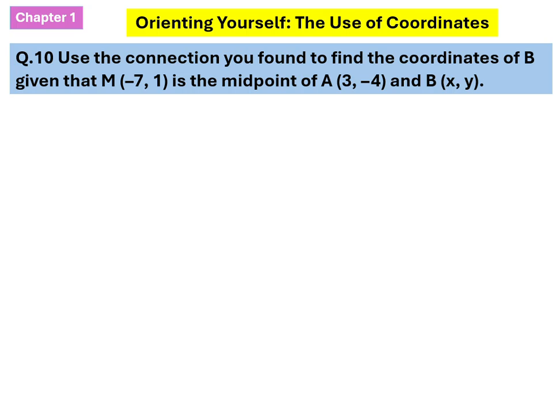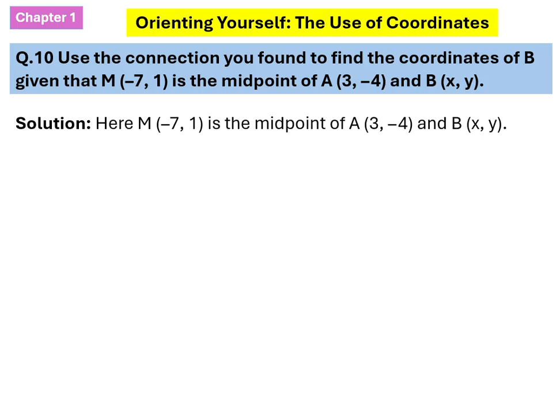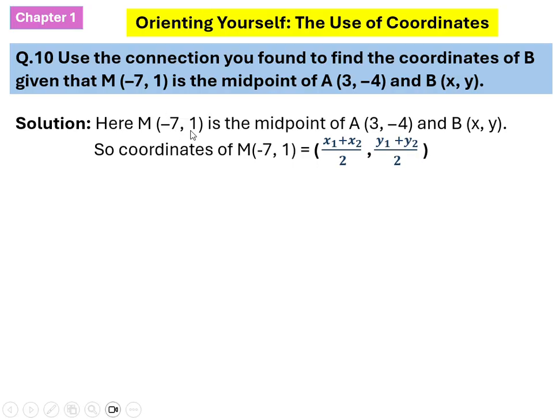We have been given the coordinates of M, which is the midpoint. We have been given one of the endpoints, A, which is (3, -4). We have to find the other endpoint. So we will use the concept of average. Here, what is given to us? The coordinates of the midpoint, (-7, 1), which is the midpoint of A and B.